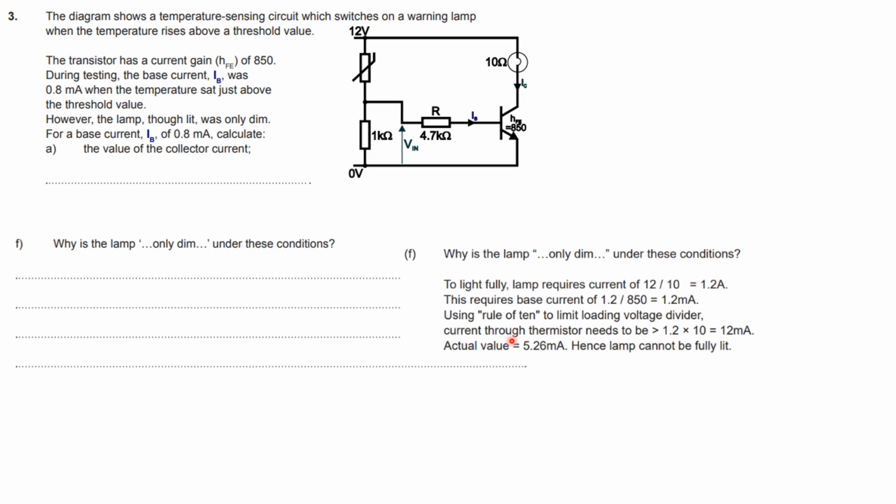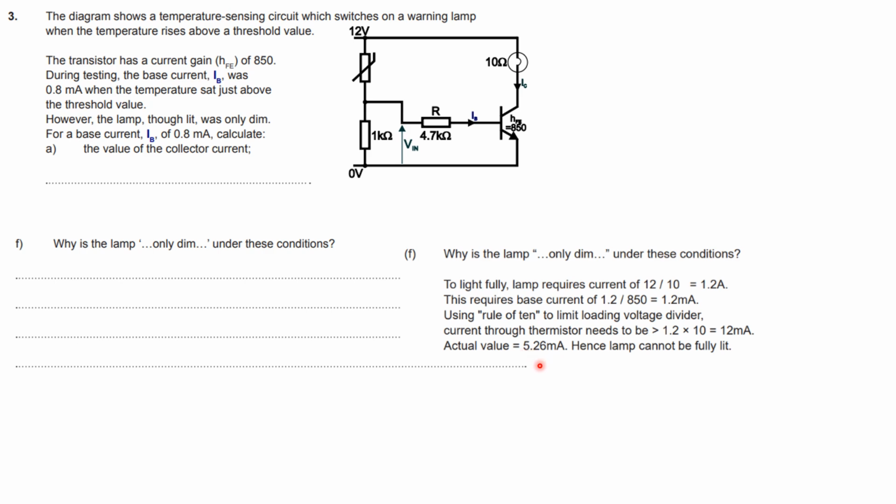Now this comes in a lot. Rule of 10. Well, rule of thumb, rule of 10. Essentially, when you have a potential divider, you want the current in the potential divider to be 10 times higher than the output current available as a rule of thumb. So that means that the current going through the thermistor should be at least 10 times higher than that, about 12 milliamps. It isn't that. In fact, it's about 5 milliamps. Therefore, it won't be fully lit.